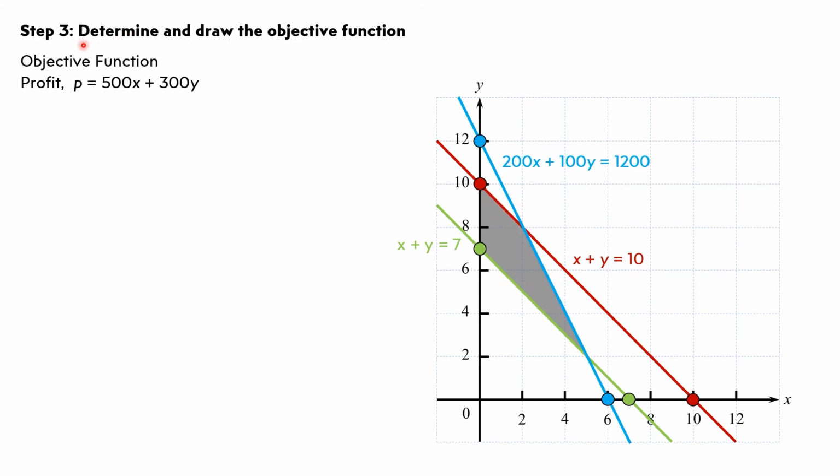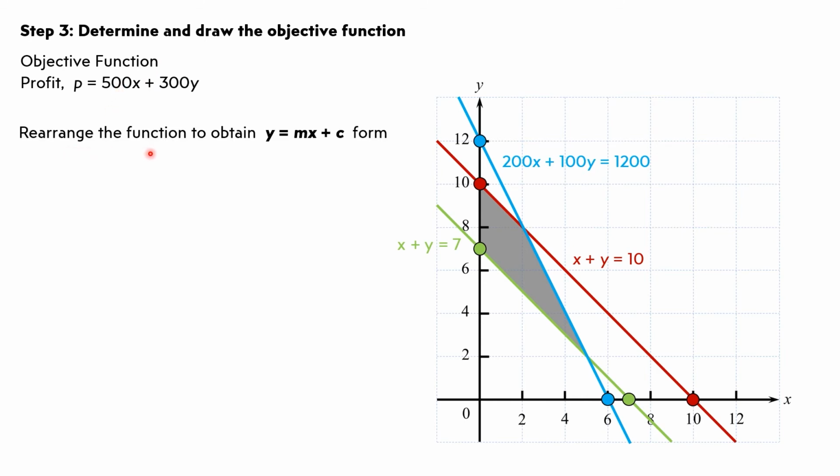So step 3, we will determine and draw the objective function. Just like mentioned before, the objective function is the profit, where profit is equal to 500x for the durian and 300y for the rambutan. So this is our objective function.